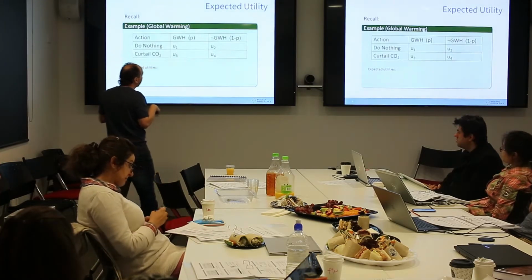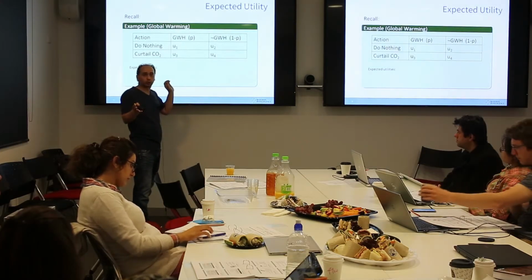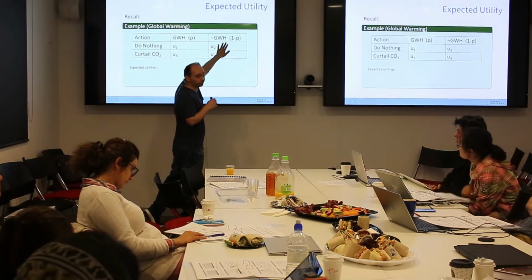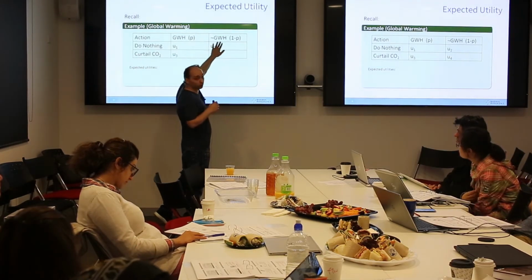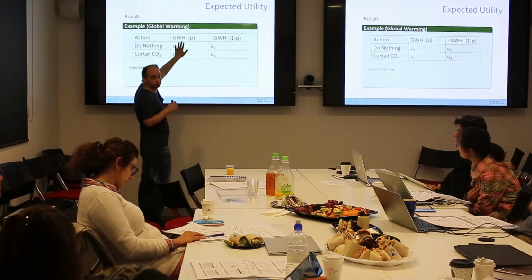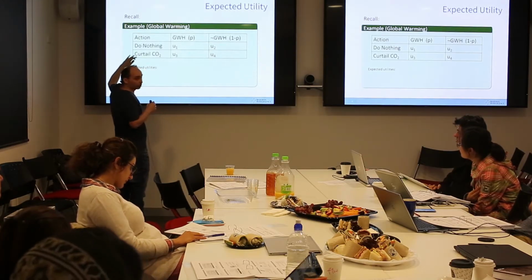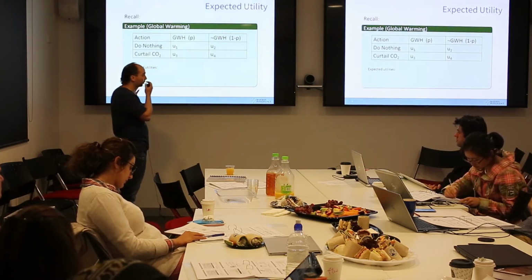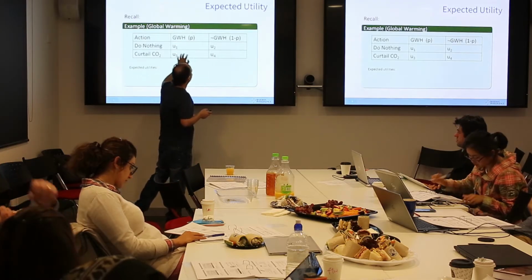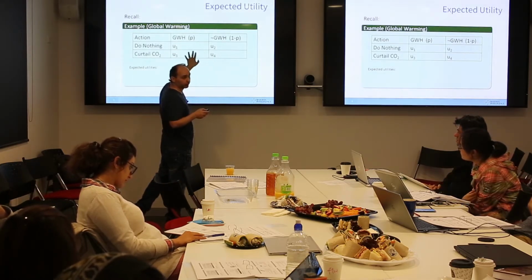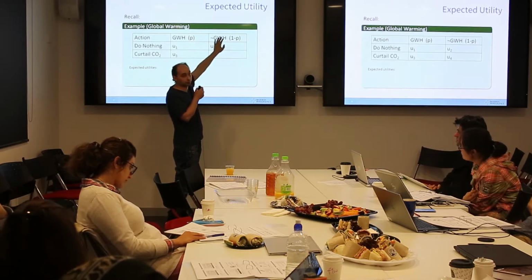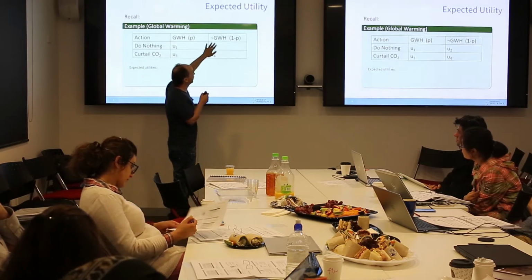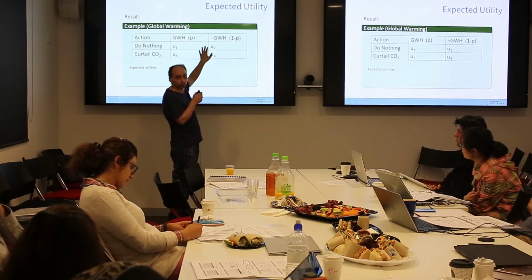Okay, so let's take a look at an example that we saw before with the global warming hypothesis. We've got essentially our outcomes up here. We've either got the case that global warming is false or that it's true. And then over here we've got our possible actions. We can either do nothing or we can curtail carbon dioxide emissions. In each of these cases, we've got some utility associated with it. So there might be some cost associated with curtailing carbon dioxide, and there'll be some benefit or harm from global warming being true or false.